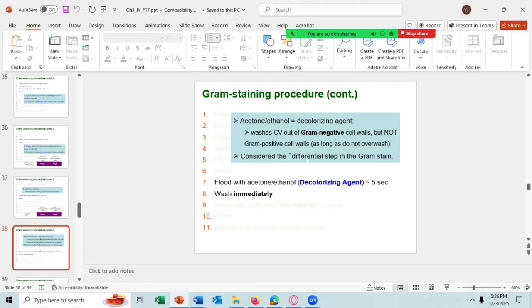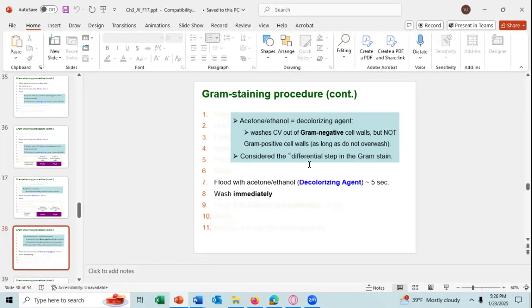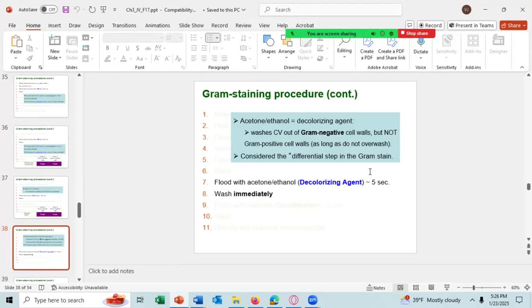Because if you do not, the trace amounts of the decolorizing agent will continue to work and continue to pull out the crystal violet iodine complex. And if given enough time, it will pull out the crystal violet iodine complex from the gram-positive cells, meaning you need to apply the decolorizing agent for the correct amount of time, which is around 5 seconds, so that only the crystal violet iodine complex is pulled out of the gram-negative cells.